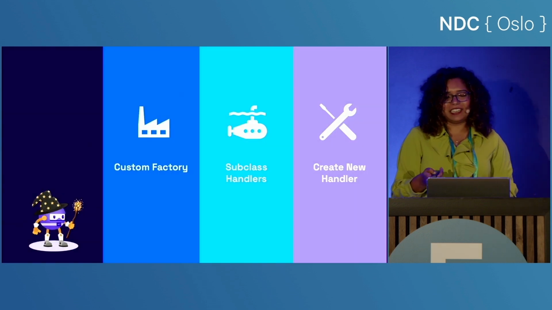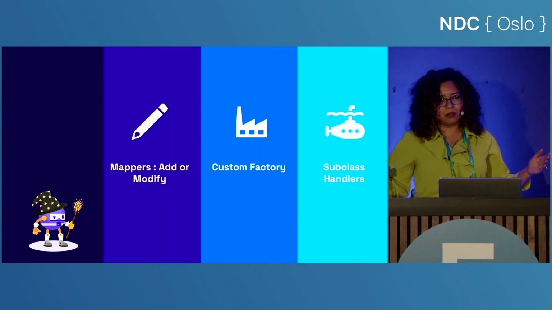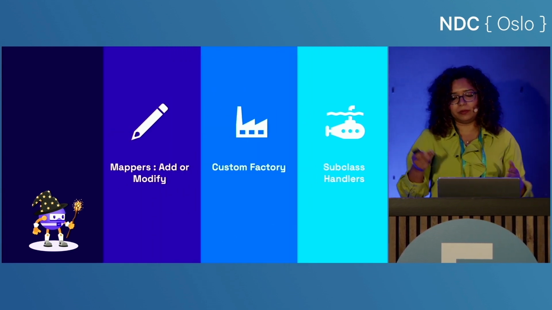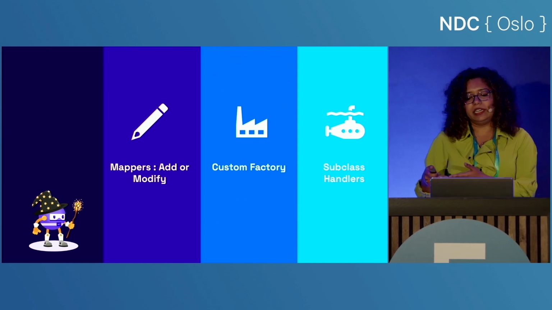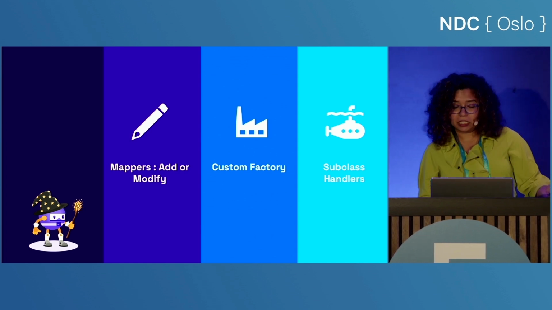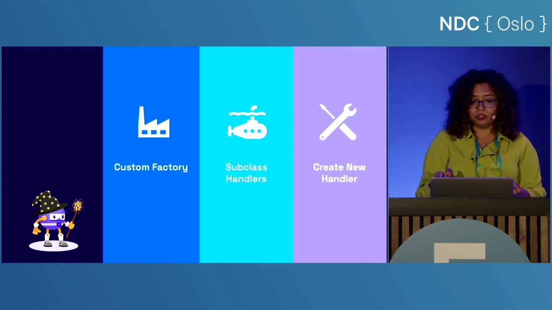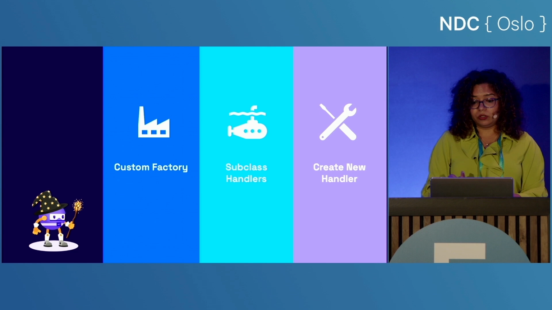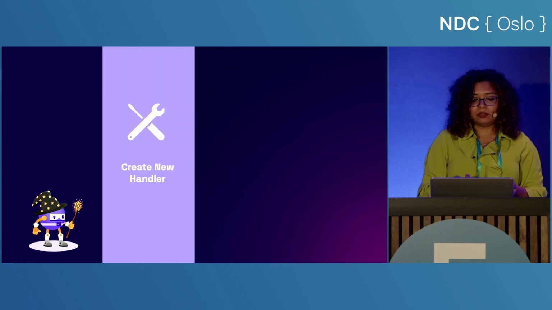Quick recap. When you're trying to pick what kind of custom handler you want to make, your options include just modifying a mapper, a single line of code, creating a custom factory platform view, again a single line of code. You can subclass your handlers, which gives you a few more event lifecycles you can hook into, or you can create a whole custom handler from scratch. And that's it.